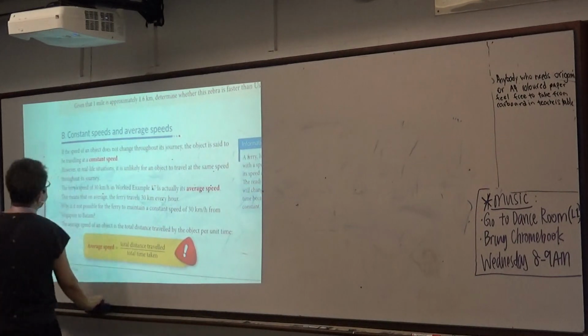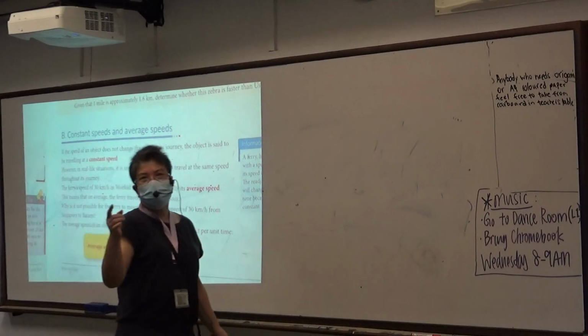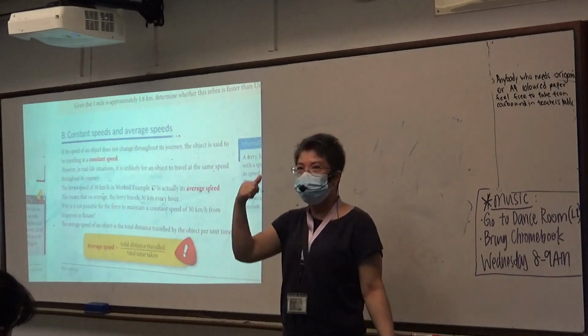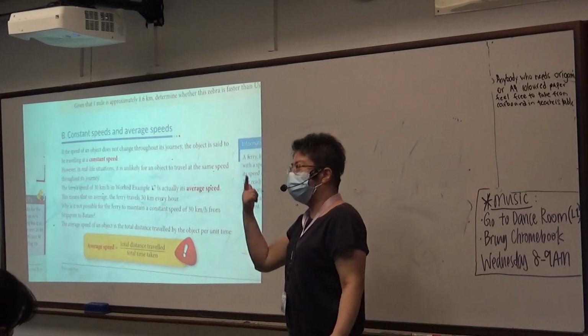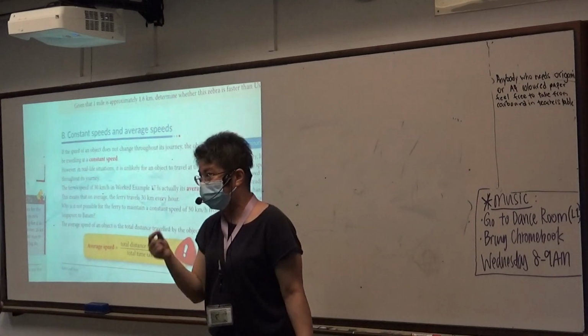If the speed of an object does not change throughout its journey, the object is said to be traveling at constant speed. However, in real-life situations, it is unlikely for an object to travel at the same speed throughout its journey. Do you agree that you cannot travel from your house to school with the same speed? You will meet with traffic light, right? So on and so forth, right? So, we don't talk about constant speed, we talk about average speed.